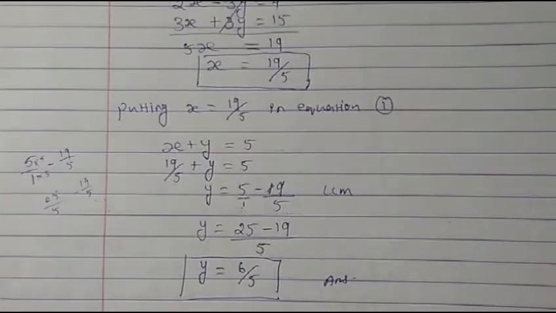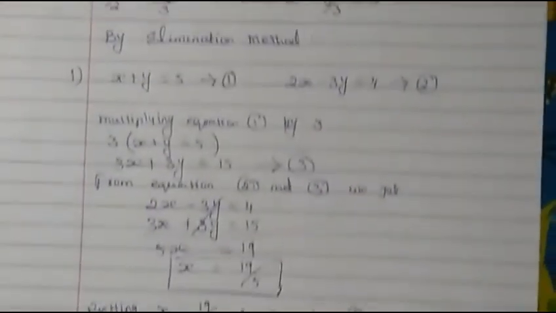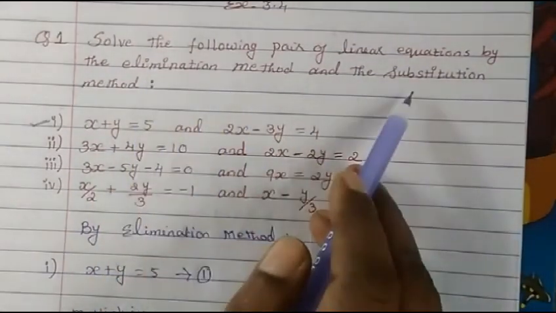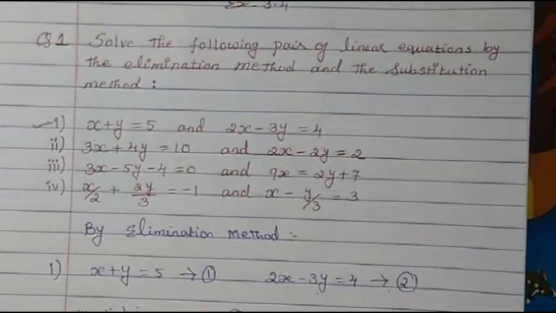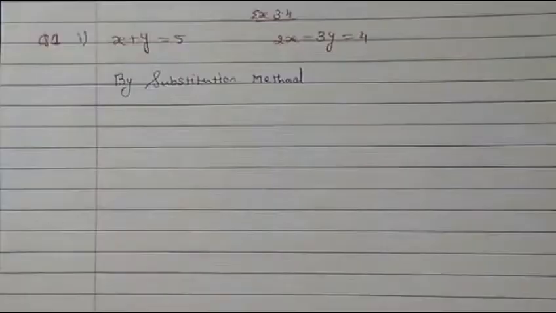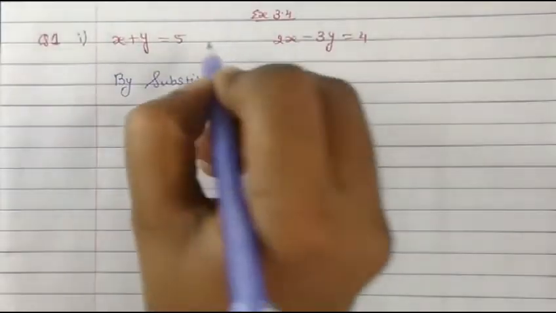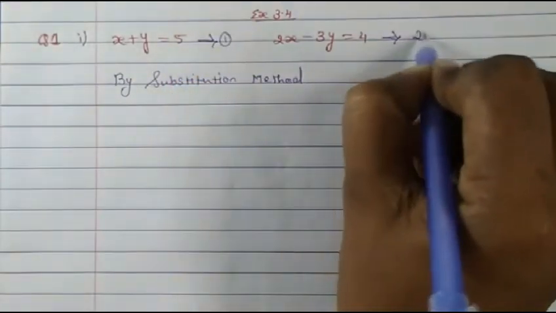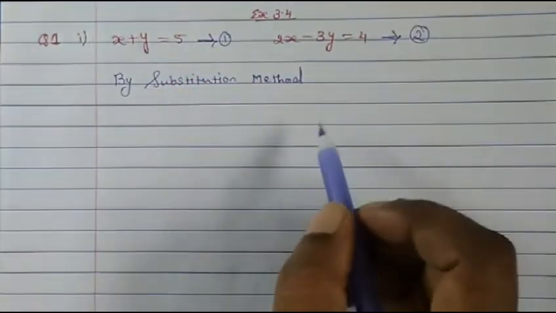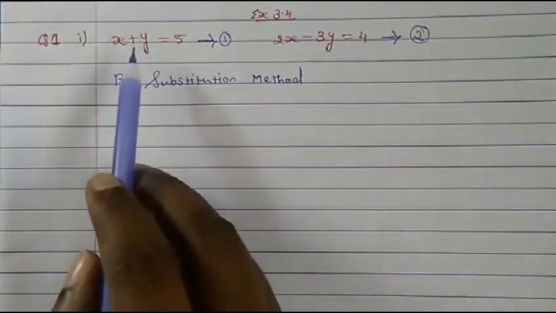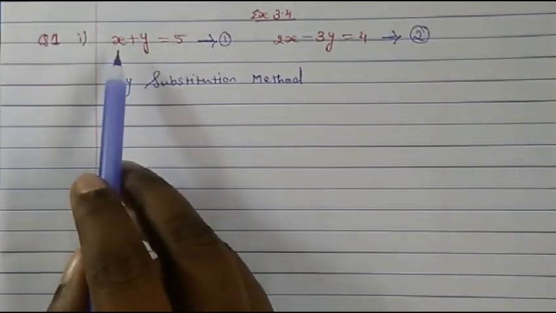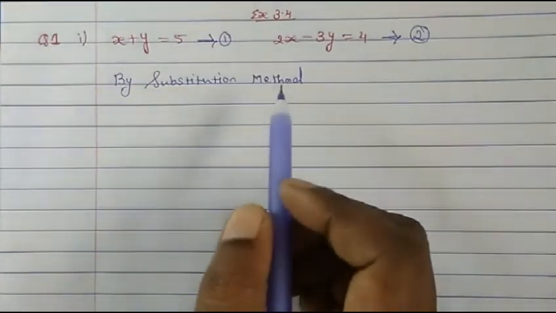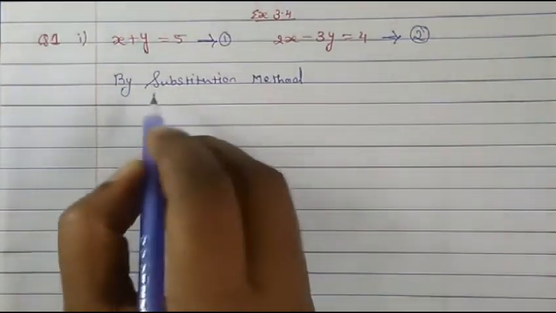Now we have to do it by the substitution method, because in the question it is asked that we have to do it by the elimination method and the substitution method. So let's do the substitution method. We'll consider this as equation 1 and this as equation 2. By the substitution method, what we do is find the value of any one variable and then substitute it in the other equation.